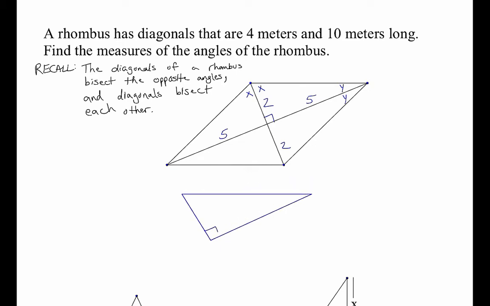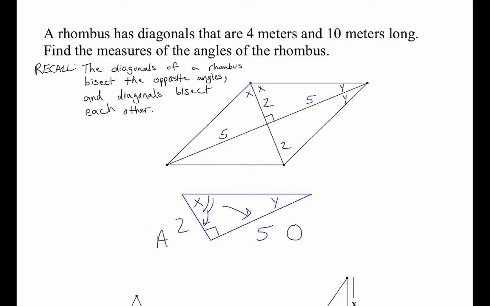And remember, it's a right triangle because the diagonals are also perpendicular. And it's the right triangle that actually gives me something to work with. I have sides of 2 and 5. And I'm looking for the angle x and the angle y, and that means I can use my sine, cosine, or tangent. I have enough information here. Let's start with angle x. If I'm looking at angle x, the opposite side would be 5 and the adjacent side would be 2.